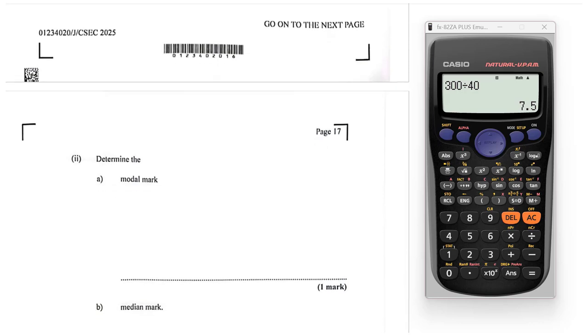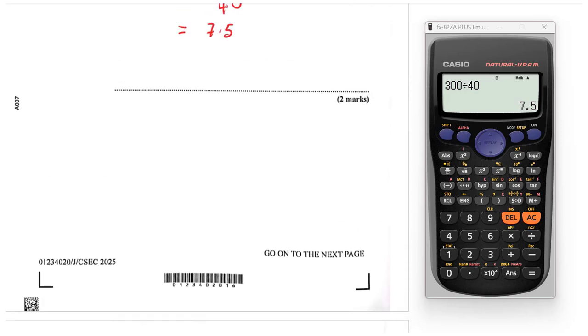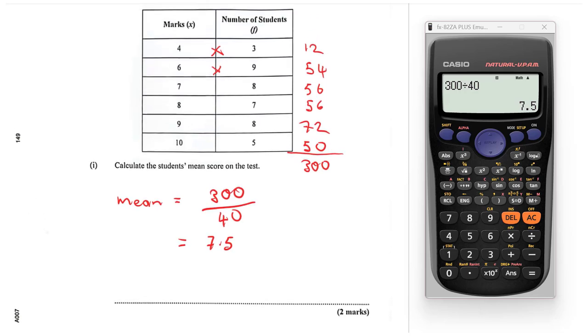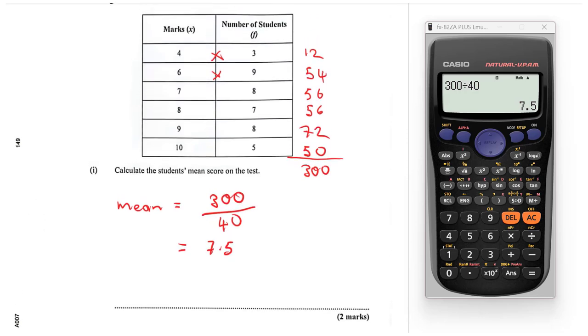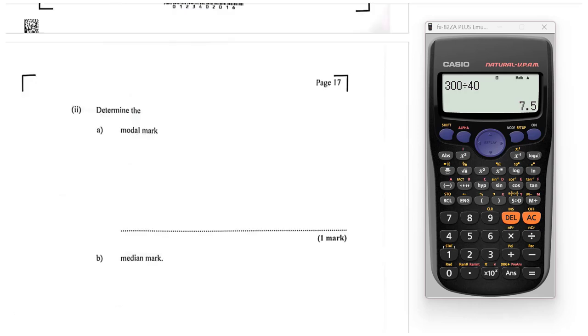It says determine the modal mark. So the modal mark is the most frequent. Most frequent. So let's go back to our table. So look at the number of students. So here I am seeing 9. That is the most, that is the number of students, and it corresponds to 6. So 9 students got a mark of 6. So the most frequent mark is 6.